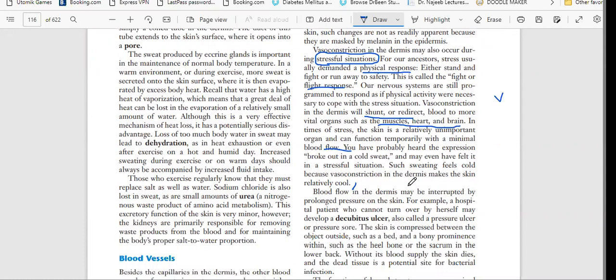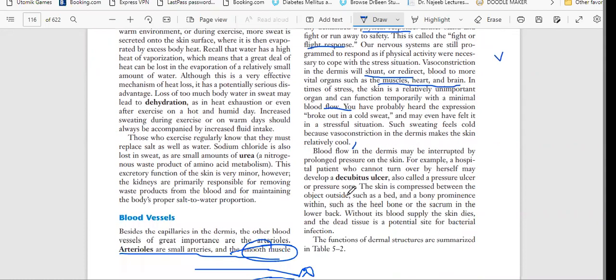Blood flow in the dermis may be interrupted by prolonged pressure on the skin. For example, a hospital patient who cannot turn over by themselves develops a decubitus ulcer, also called a pressure ulcer or pressure sore.